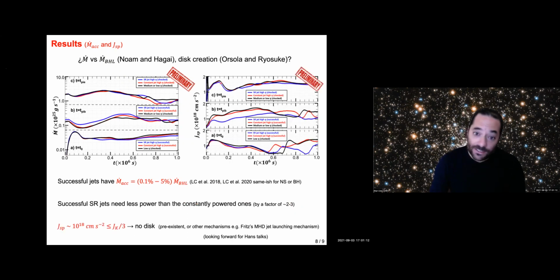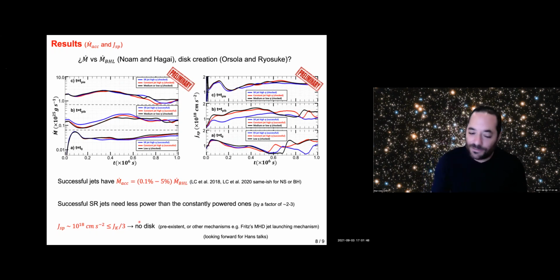We also calculated the specific angular momentum that crosses the inner boundary. And unlike the accretion rate, which increases by an order of magnitude each time, here it's always around 10^18, which is around a third of the critical value to form an accretion disk. So this is why in our simulations we don't see a clear disk.